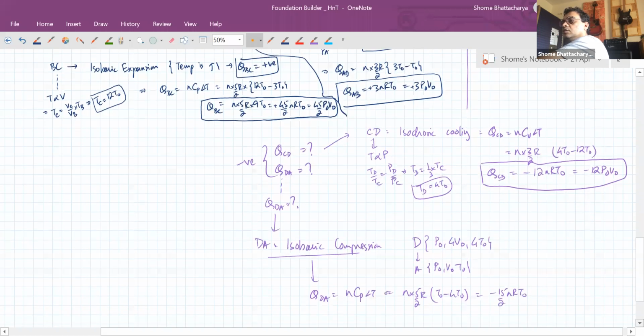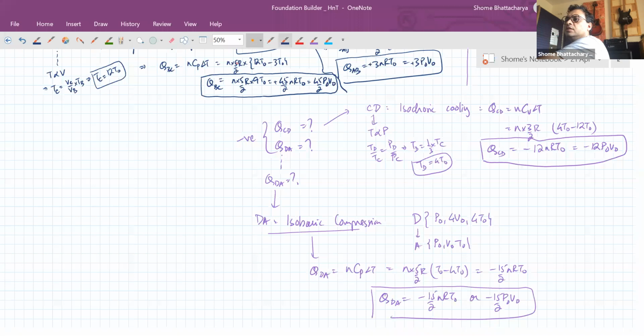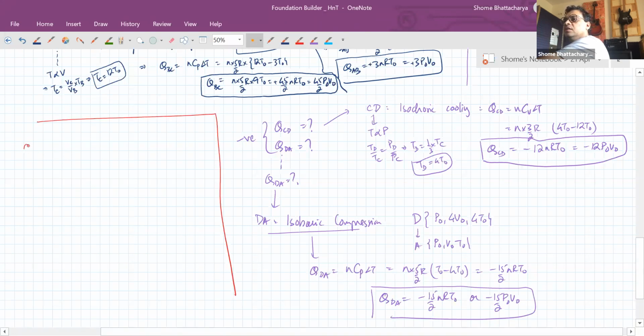Okay. So QDA is equal to minus 15 by 2 NR T naught or minus 15 by 2 P naught V naught, however we write it. Okay. So this is this quantity. So now we can understand that for the cycle ABCDA, Q net is equal to W net, which is the sum of these four rather.